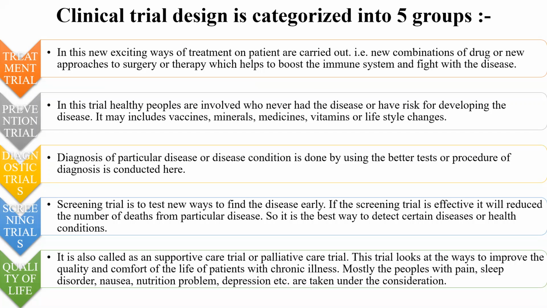How can we improve the quality of life, how can we help the people who are with pain, sleep disorder, nausea, nutrition problems, depression, etc.? How can we give them a comfortable or quality life? All this is seen under quality of life. Next is types of clinical trial design.